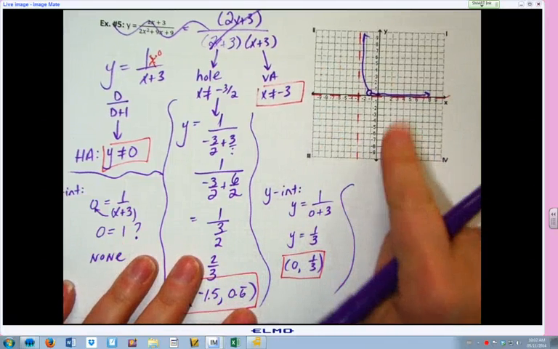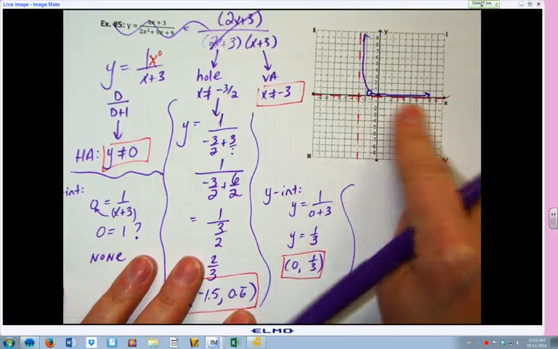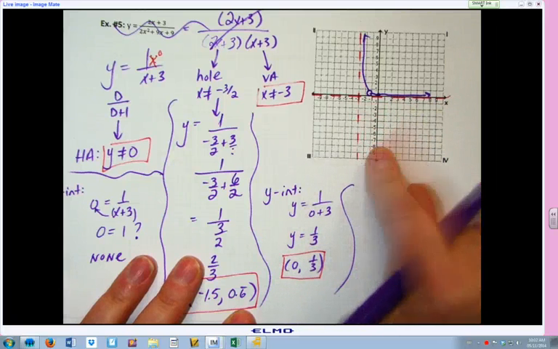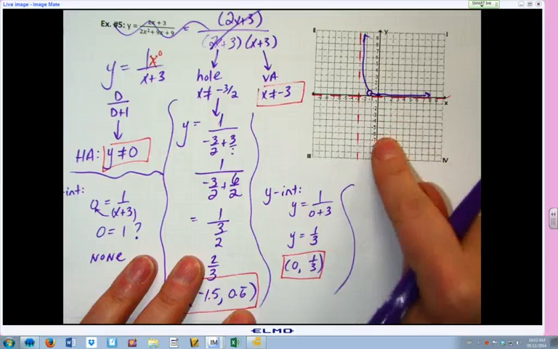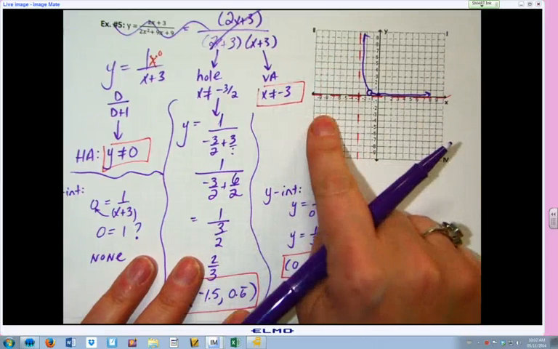I know it's not on the bottom. Who can tell me why I know that? So how do I know it's not down here? Because we only have one y-intercept, so to go in this section it would have to cross again. So now I'm down to these two. How can I figure out if it's on the top or it's on the bottom?